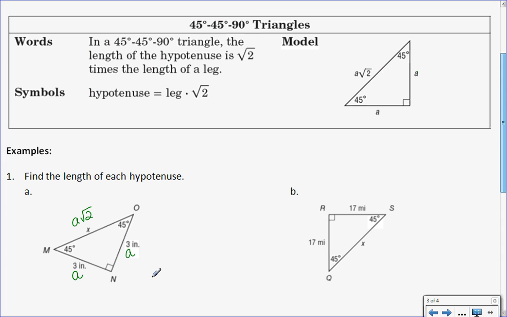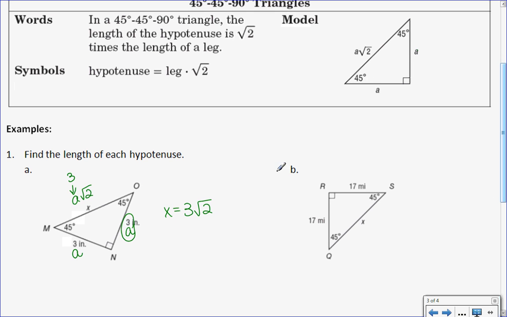Okay, once you've labeled it, look at one of the sides that you actually have the length of. Here we know that the length of this leg is 3. So that tells me that A is equal to 3. Well, if A is equal to 3, then this is equal to 3 square root of 2, or 3 times the square root of 2. Let's do the same thing for B. It's a 45, 45, 90 triangle. So the two legs are going to be labeled A, and the hypotenuse is A square root of 2.